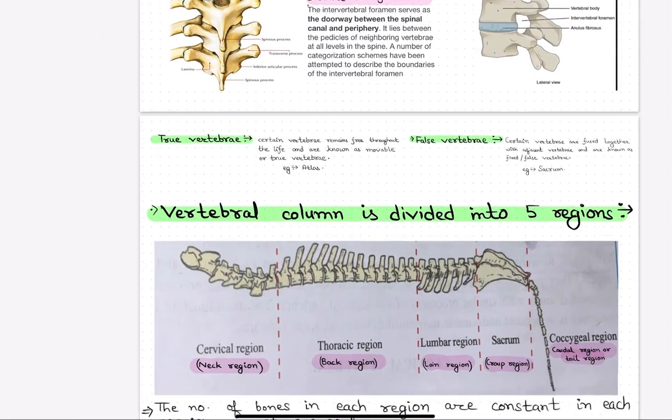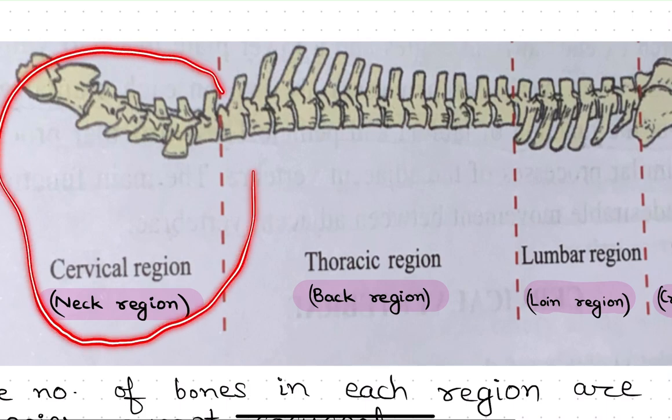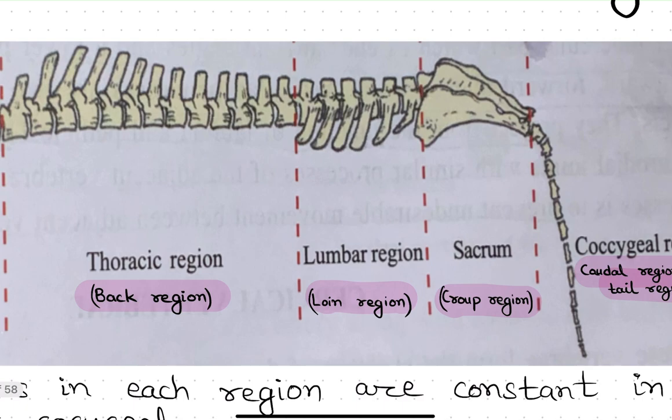Now, vertebral column is divided into five regions. This is the neck region, which is known as cervical region, below the head. After cervical region, we have this thoracic region where lungs are also present, and the thoracic region is also known as back region. After this, we have lumbar region, which is also known as loin region. After the loin region, we have sacrum bone, and the region where sacrum bone is present is known as croup region. And after croup region, we have caudal region or coccygeal region or tail region.